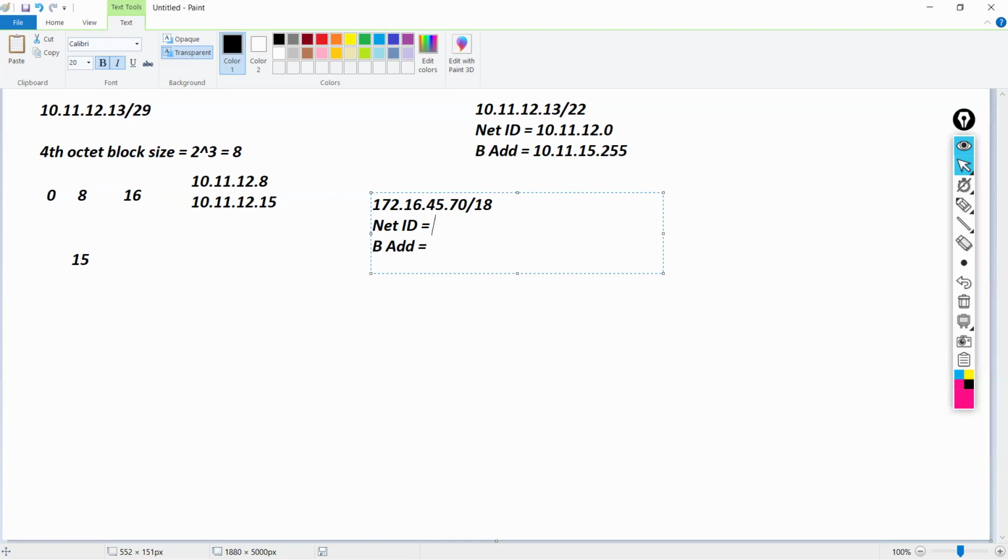In the network part, in a network ID, the host part is minimum. And in a broadcast address, the host part is maximum. So your host octet, that is your fourth octet, will be 0 in the network ID and 255 in the broadcast address.